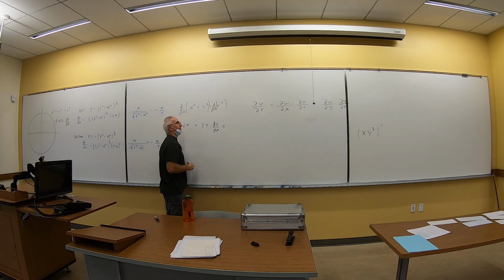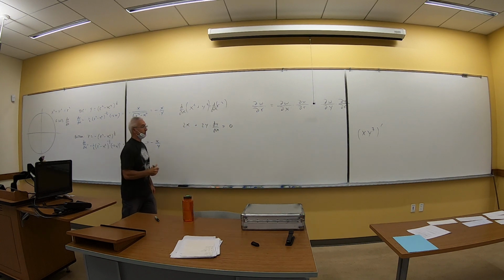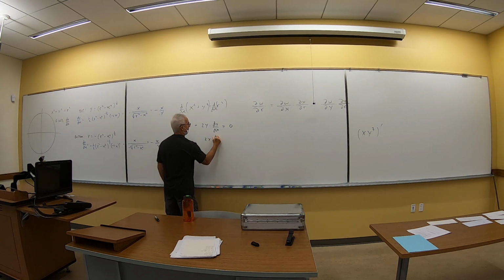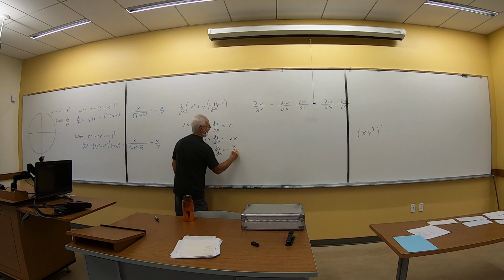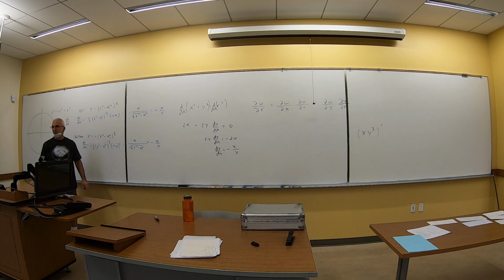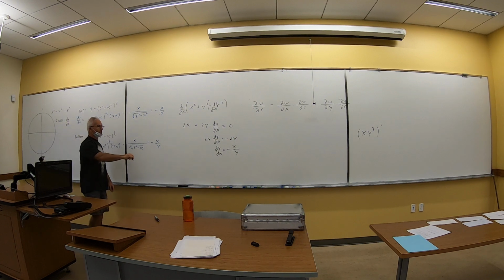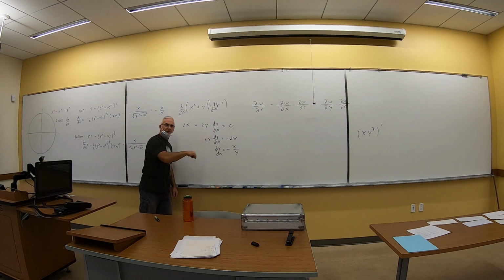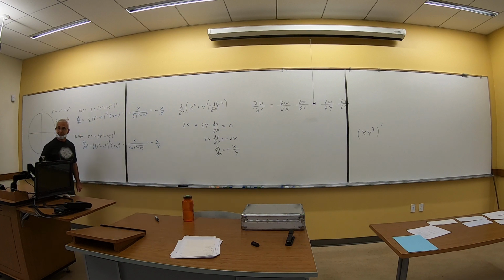And then what's the right side? 0, because r is a constant. Now, let's gather terms. So 2y dy/dx equals negative 2x. Therefore, dy/dx is negative x over y. Oh my gosh. Same answer we got before. Well, yeah, we're supposed to get the same answer. But algebraically, it is way faster if I do it correctly.